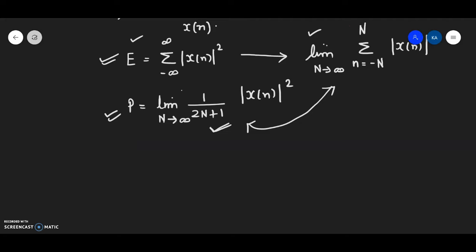Now, let me tell you one very important thing. While finding the energy and the power in case of a discrete time signal, at times you will come across two very basic summations. One will be minus infinity to infinity a to the power n. Now, this is an infinite n running from minus infinity to infinity. Now, this is an infinite GP, and the sum will be a upon 1 minus a. This is how we'll be solving this particular equation.